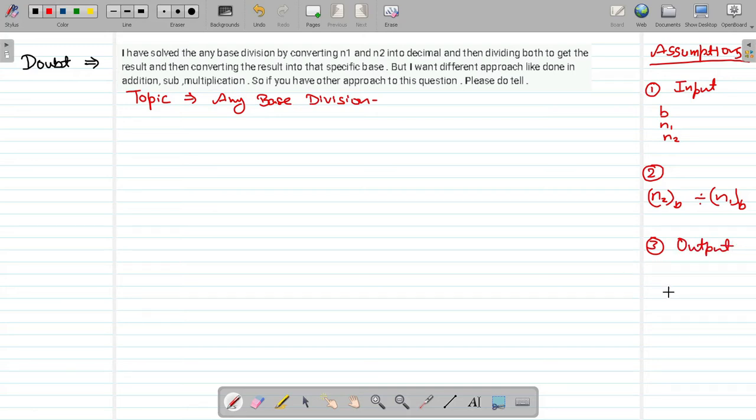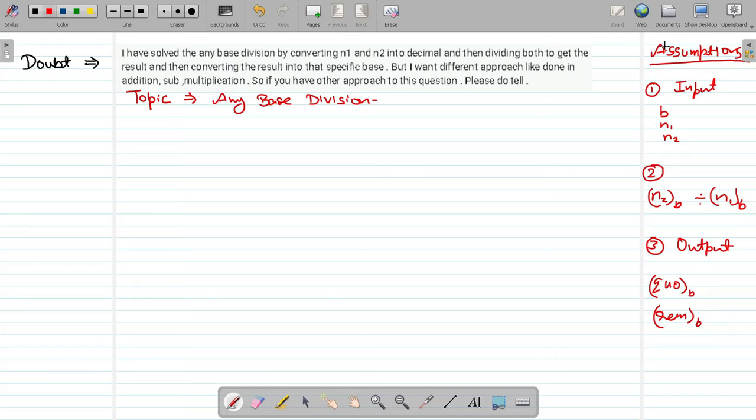And the third assumption would be on output. This is what would be the output format. See, in division we know that we can easily come across a case where we have decimal places, right? And we haven't discussed floating numbers in the class yet, so we don't want a decimal point in our output. So I'm assuming that we will print two things in output. One is quotient, another one is remainder. They are also in base b. b could be any base from 1 to 9 in our case, because we are only dealing with numbers here.